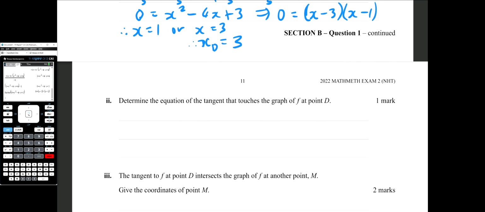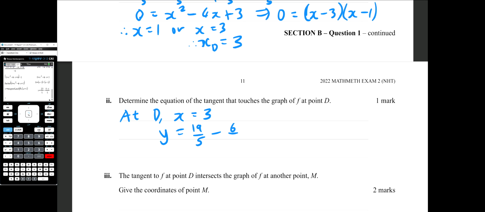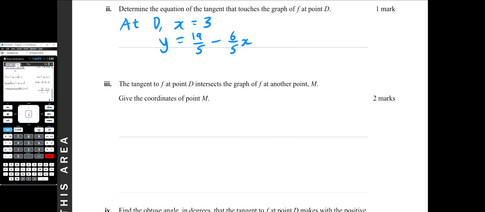Part 2, determine the equation of the tangent that touches the graph of f at point D. Okay, so as we said before, at the point D, our x value is equal to 3. So the equation of the tangent, we'll use our calculator for this one. We need to write y equals, then menu 4, 9 for tangent line, and then var f of x, comma, x equals 3. And there we have it. Y equals 19 over 5 minus 6 over 5x. And that is the equation of the tangent at point D. Excellent.